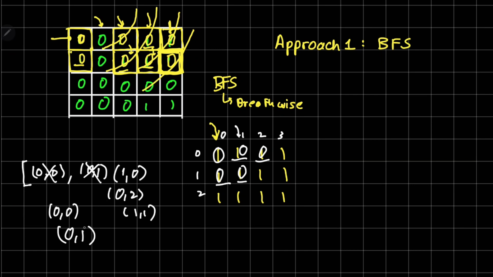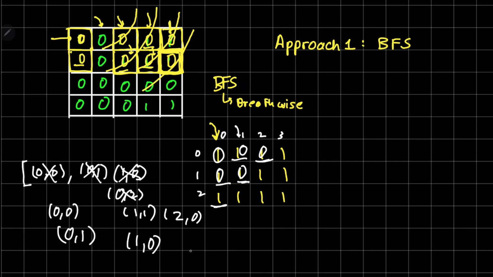So now as we have popped 0, 1, we have pushed its neighbors, this and this. Now we will pop another element. So 1, 0 has the neighbor 1, 1. Now 1, 1 is already 0, so we don't push it into the queue. But this is 1, so we will have to push 2, 0 into the queue. So now I hope you have understood why we are turning it to 0.